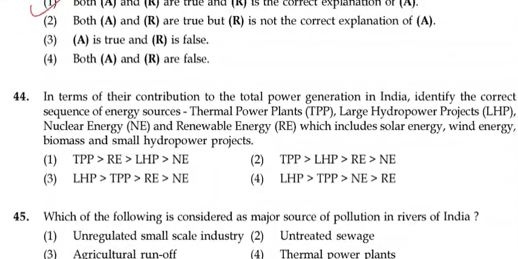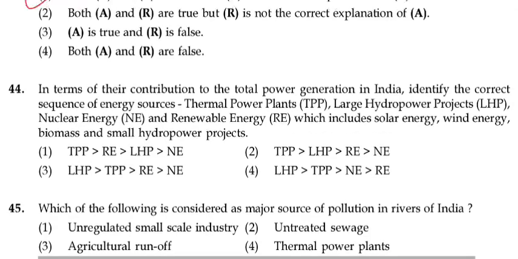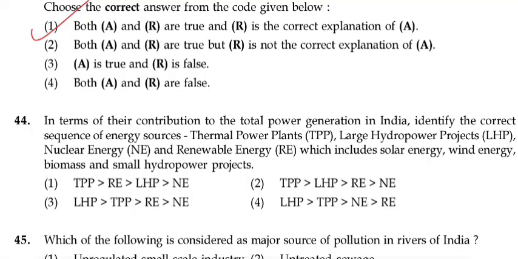44, in terms of their contribution to the total power generation in India, identify the correct sequence of energy sources: thermal power plants, TPP, large hydropower projects, LHP, nuclear energy, NE, and renewable energy, which includes solar energy, wind energy, biomass, and small hydropower projects. These are the options. Read it, then choose it. For 44, number 2 will be correct. TPP, LHP, RE, then NE.